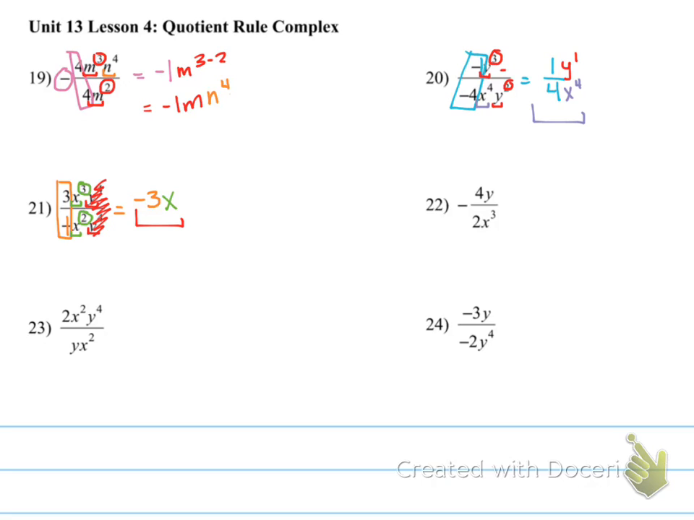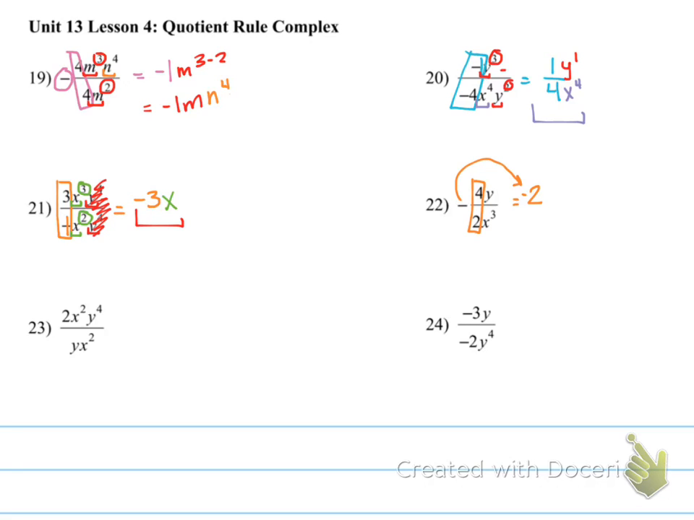All right, number 22. For number 22, again, we need to take those big numbers and simplify them first. So I've got a 4 divided by 2, which gives me 2. And again, notice you've got this negative out front, so I'm just going to put that negative right in front of that 2. So right now I've got a -2.